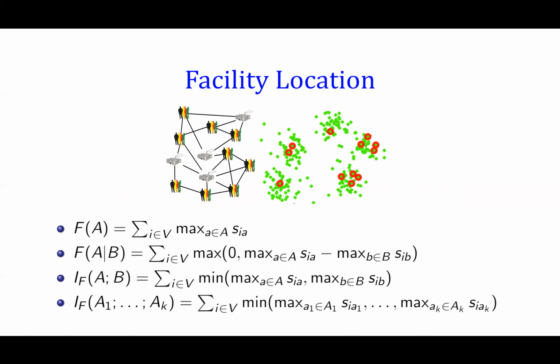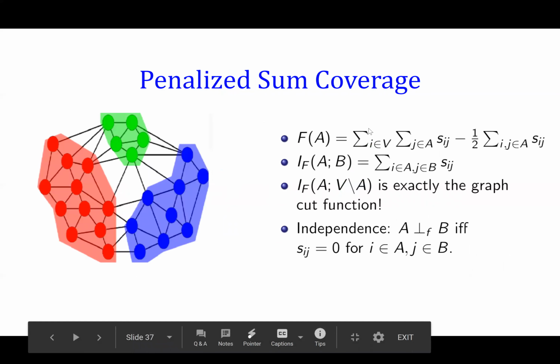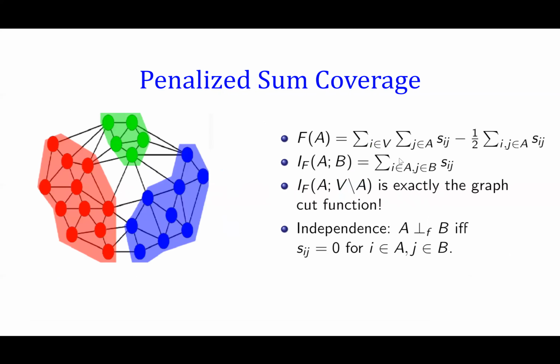I'll skip facility location in the interest of time. You can also define this for penalized sum coverage. What is interesting, I'd like to point out over here, is that with this function, it turns out that this is exactly related to the cut function, right?